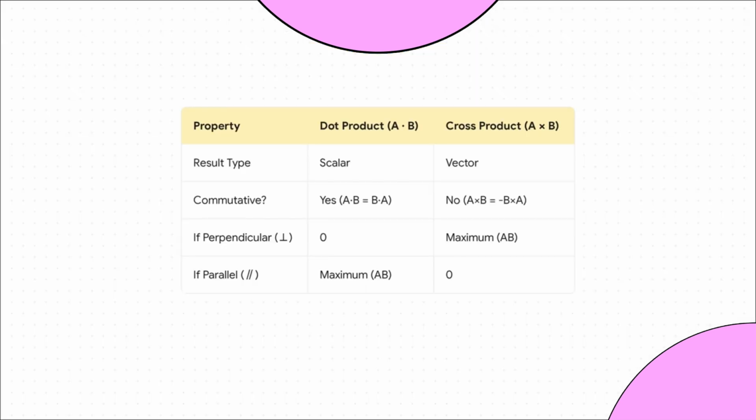Now, looking at them side by side is where you really see what's going on. Notice how they're almost perfect opposites. If your vectors are perpendicular at 90 degrees to each other, the dot product is 0, but the cross product is at its absolute maximum. Now, flip that. If the vectors are parallel, running side by side, the dot product is maxed out and the cross product is 0. Remembering this little inverse relationship is a huge leg up when you're solving problems.